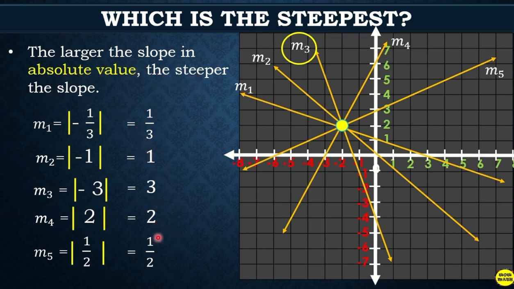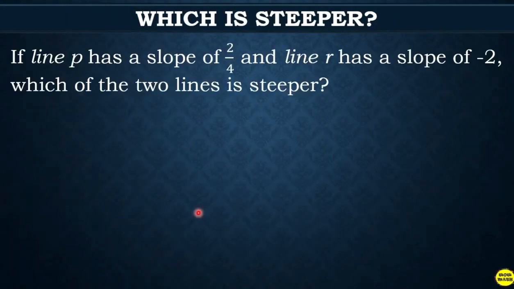So, given the absolute value, ano ang pinakamataas? Kasi the larger the slope in absolute value. So, which one is bigger or larger? So, ito po yung m sub 3 natin. Okay, so this is the steepest. So, given the illustration, ito po yung pinakamatarik na line. Ito po yung pinaka-steep. Now, ginamit natin yung slope nila para ma-identify, ma-verify na m sub 3 nga ang pinaka-steep. So, that's it. Okay, so let us answer this one.